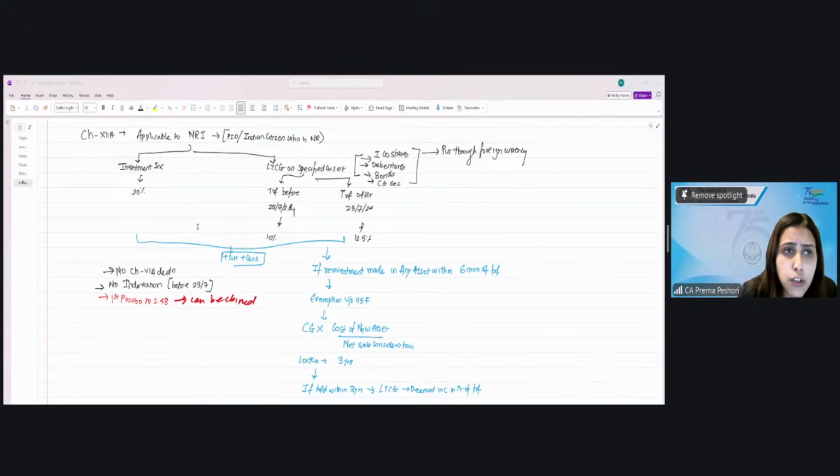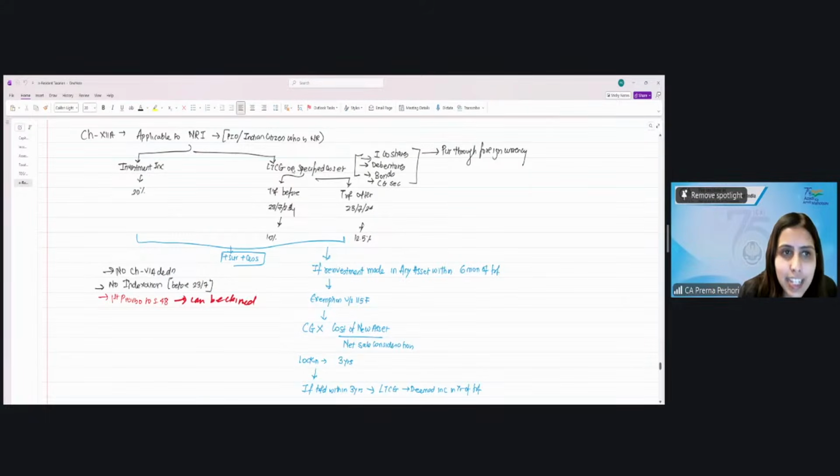So if it's an individual who is a citizen of India or PIO, and he has made the investment in foreign exchange, in the shares of an Indian company, or debentures issued by an Indian company, or deposits of an Indian company, or any central government security, then he is entitled to this concessional tax rate of 20% on the investment income.